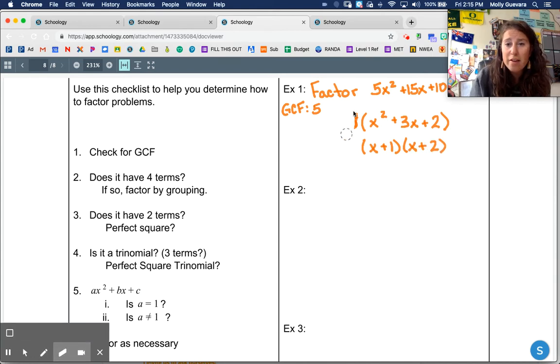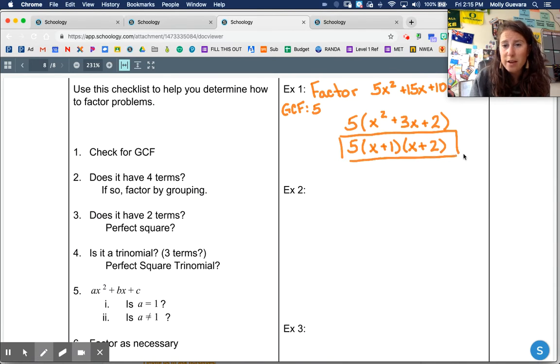And then now that 5 is still there, right? It was there the whole time. I just ignored it. And so now the 5 is still there. And that is factored because every single one of these terms is x to the 1. This is x to the 1. This is x to the 1. I cannot factor anymore. I can only consider factoring if I have exponents that are greater than 1. And that's it. I factored it.